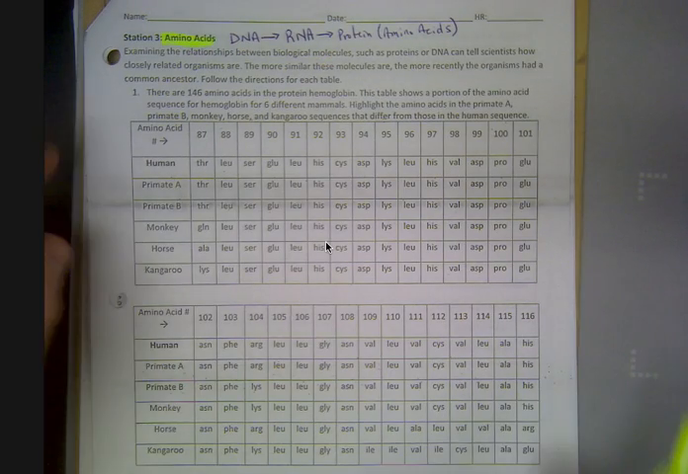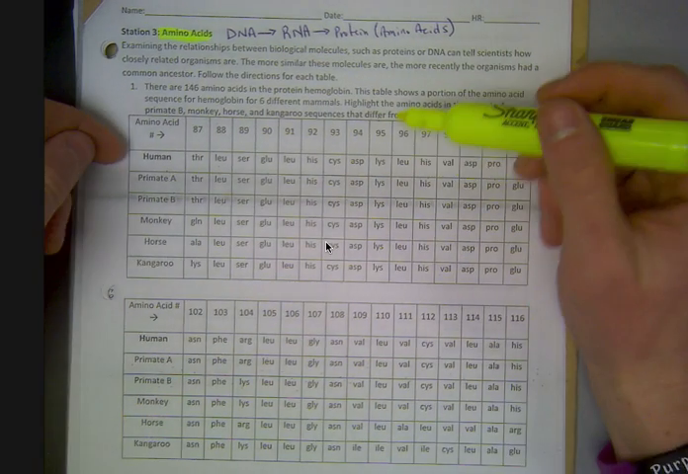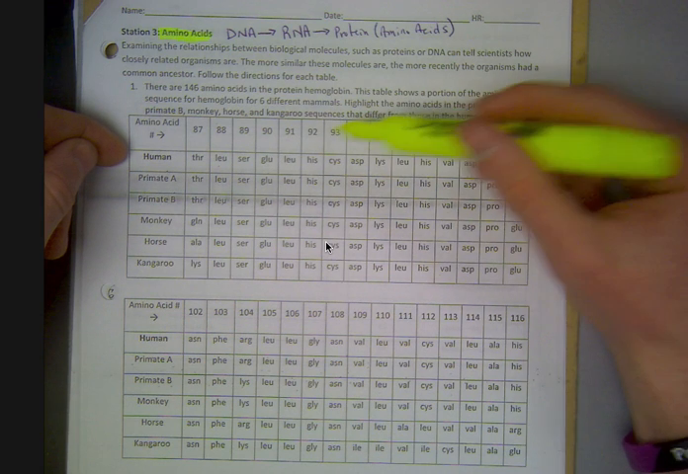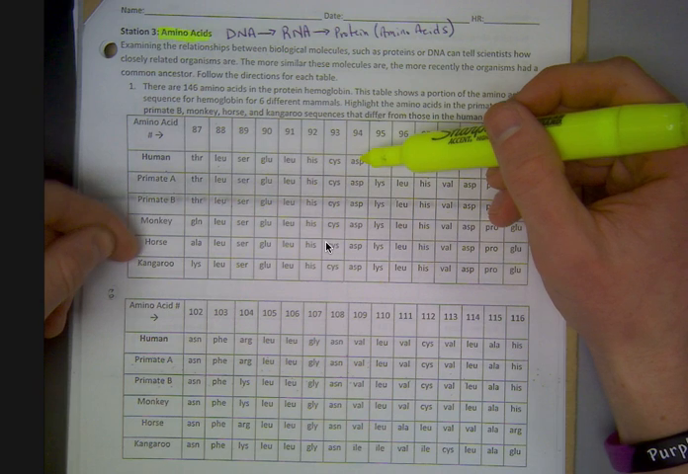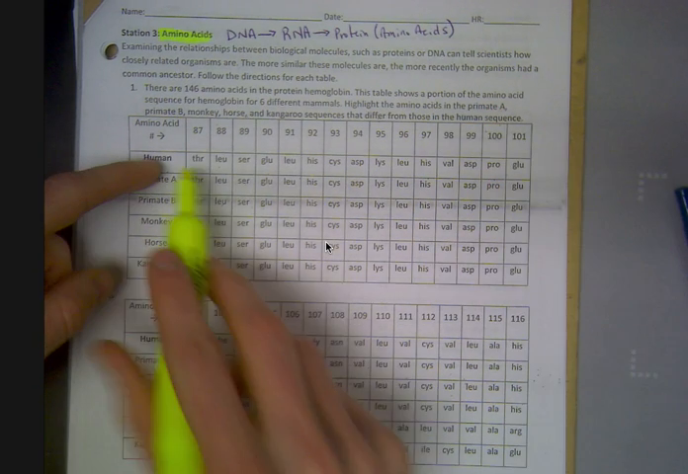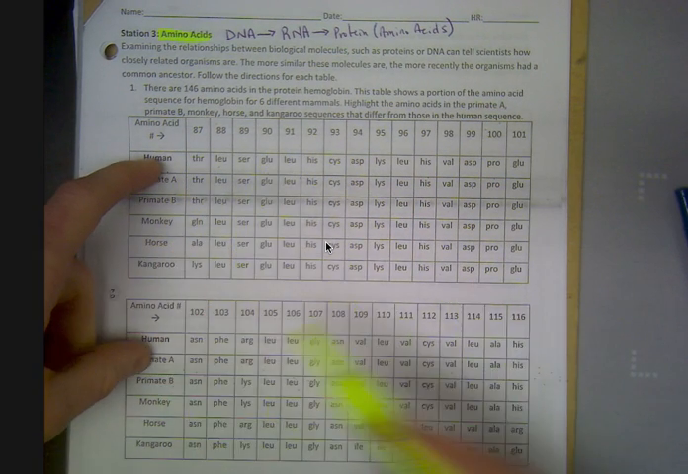What you're going to be doing in this station is you're going to be comparing the amino acid sequence of humans to primates, monkeys, horses, and kangaroos. And you're going to go through and you're going to try to identify those differences.